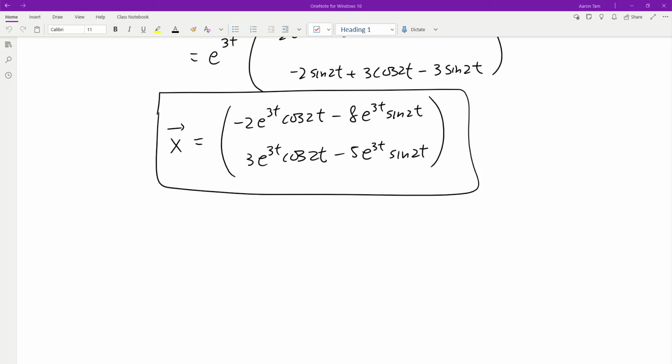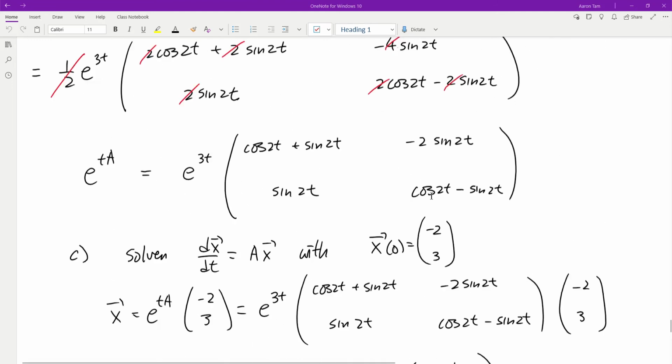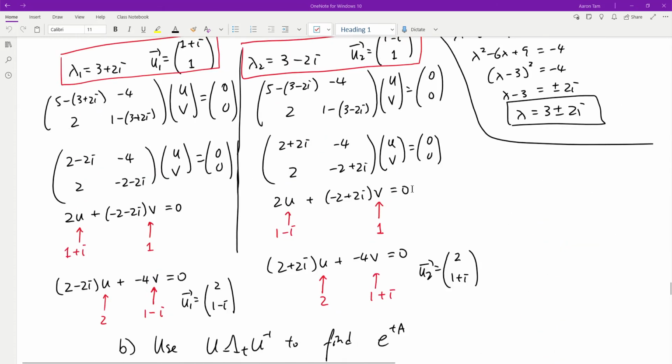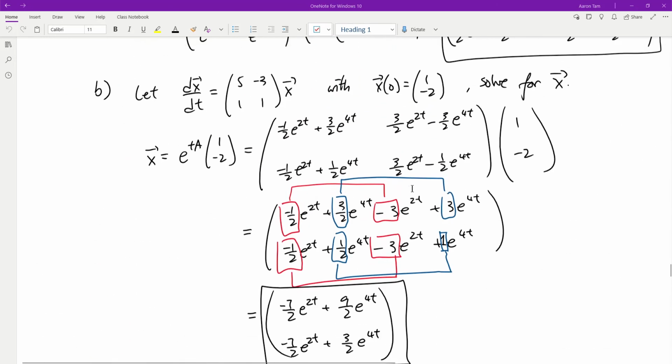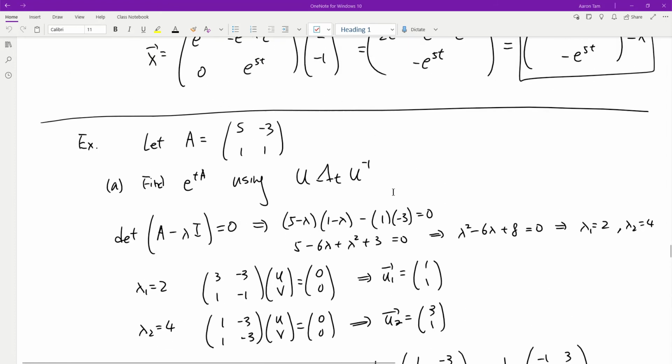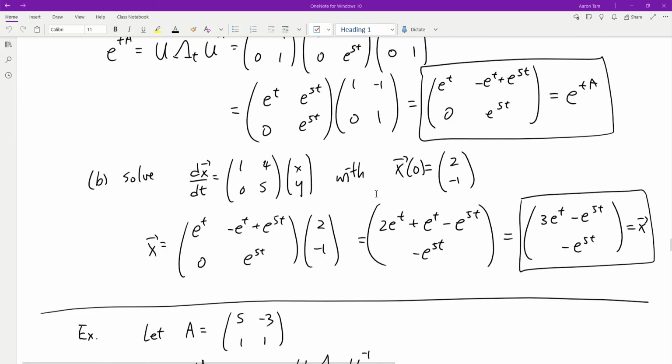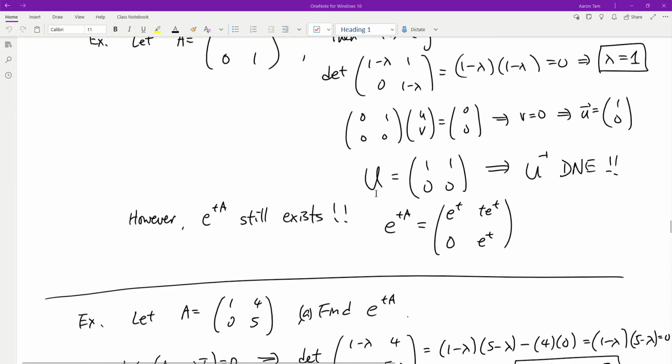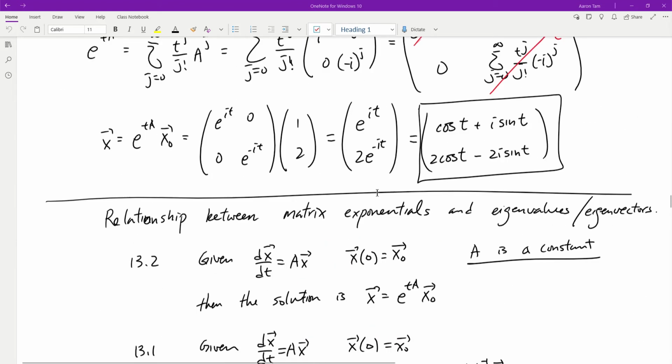Hello everyone. So today we're going to continue on 13.2. In the last few videos, we talked about how to use the matrix exponential to solve a system of differential equations, and the main thing in using this method is, obviously, to calculate the matrix exponential, which is e to tA.